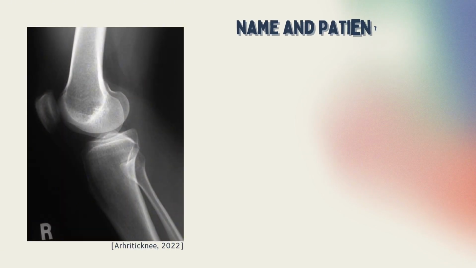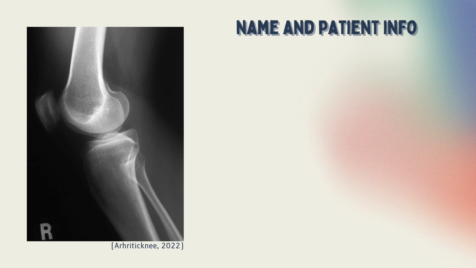Finally, let us move on to the last part, which is the patient's name and patient's info. This part is very important because every radiograph must include the patient's name, ID number, date of examination, place of examination, and the radiographer's name. These details help to make sure the image belongs to the correct patient and is properly documented. If any of this information is missing, the radiograph can be considered incomplete or invalid, especially for medical records or legal purposes. Let us evaluate whether this radiograph contains all those information.